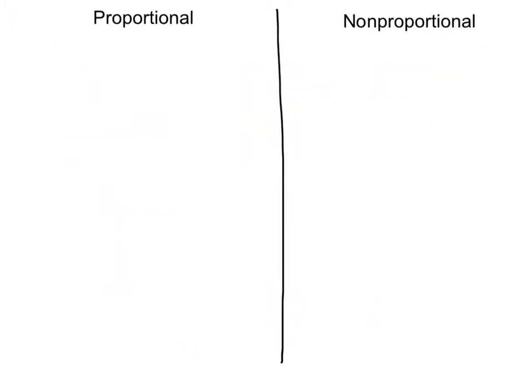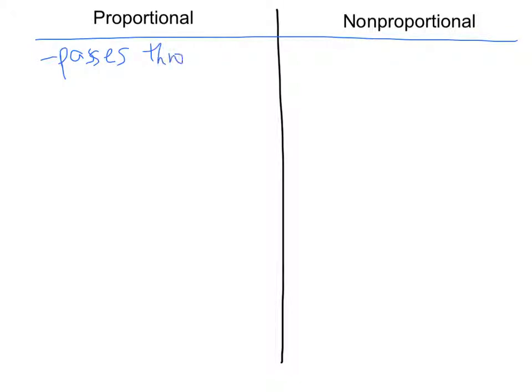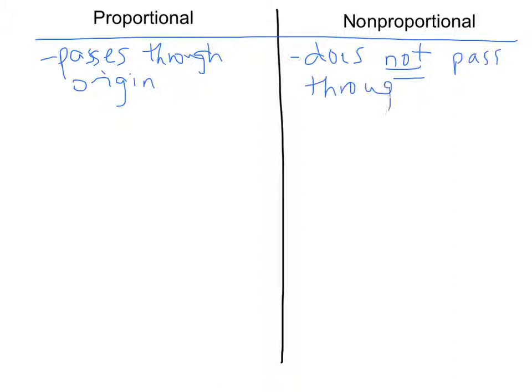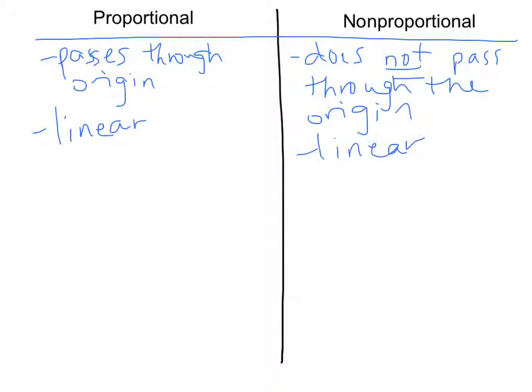Let's talk about some similarities and differences between proportional and non-proportional equations and functions and lines. Proportional, we know, passes through the origin, and non-proportional, we know, does not. It can't. It does not pass through the origin. Both of these equations are linear. So a proportional relationship and a non-proportional, both are linear.